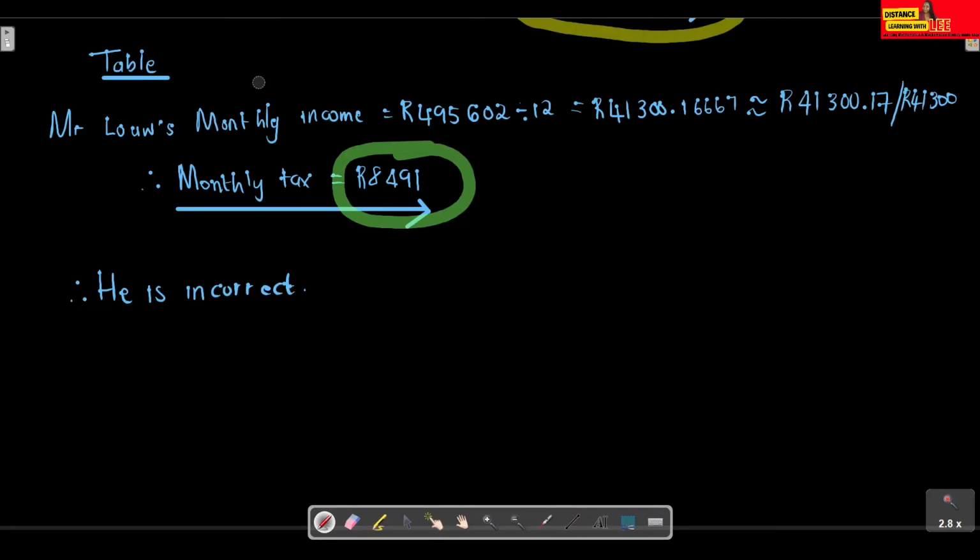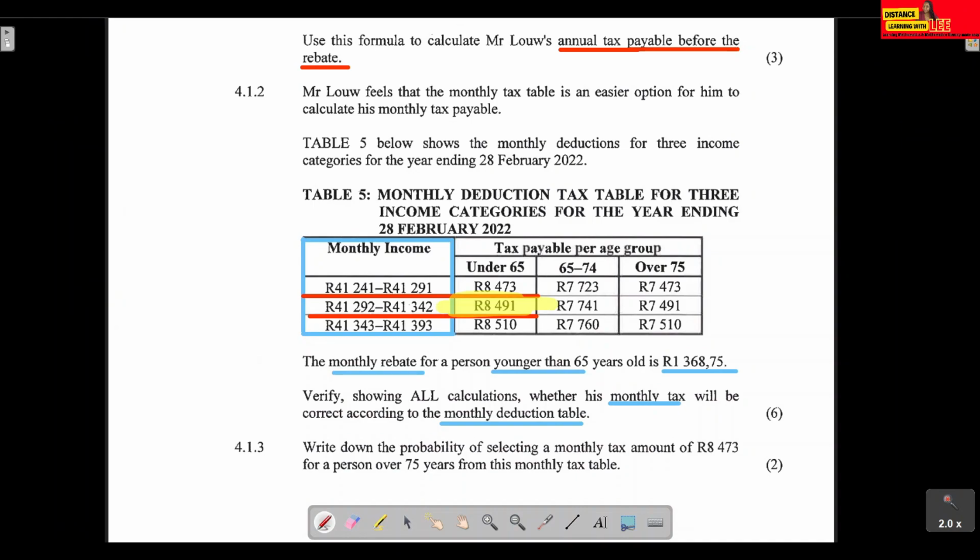All right. So let's have a look at the last question. Write down the probability of selecting a monthly tax amount of 8,493 for a person over 75 years old from this monthly tax table, right? So from here, guys, I'm sure you can already see that probability questions are just thrown in, okay?